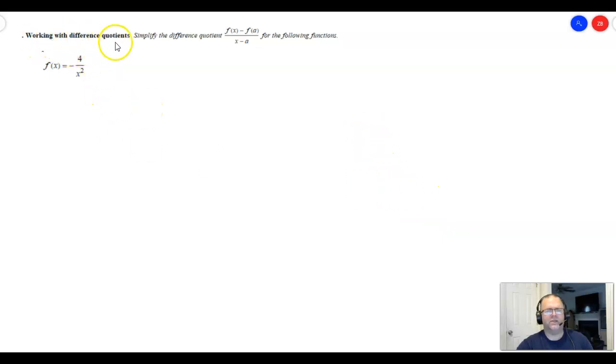It says, working with difference quotient, simplify the difference quotient f of x minus f of a divided by x minus a for the following function. They give us the function f of x is equal to negative 4 divided by x squared. So with this, we really have to understand what it means to be f of a and x and a. So x and a are simply just x and a. F of x is defined as this function here of negative 4 over x squared.